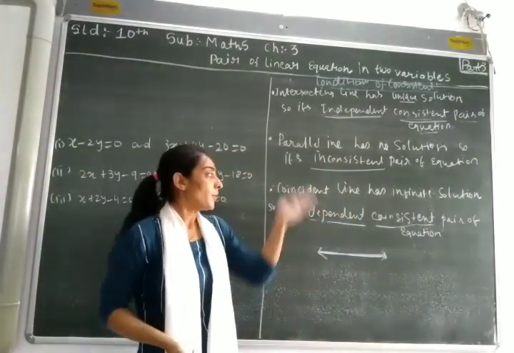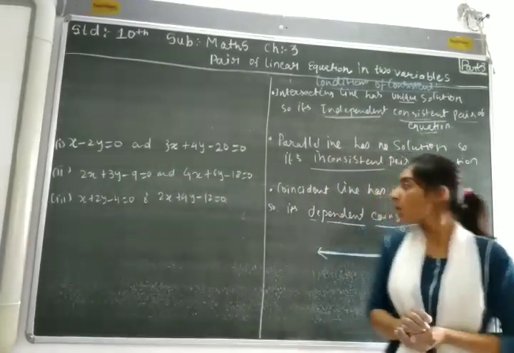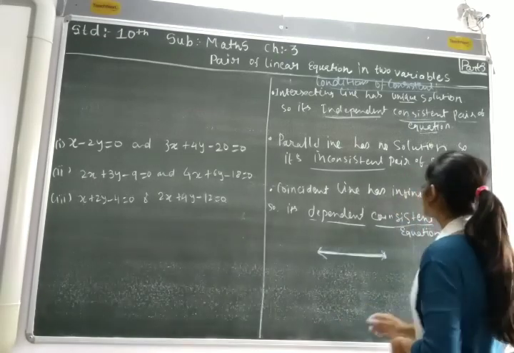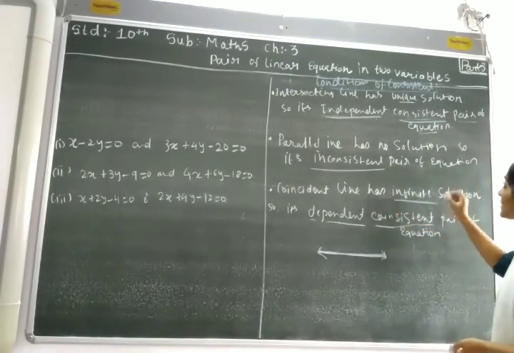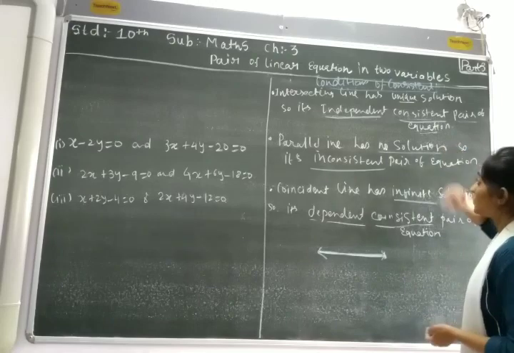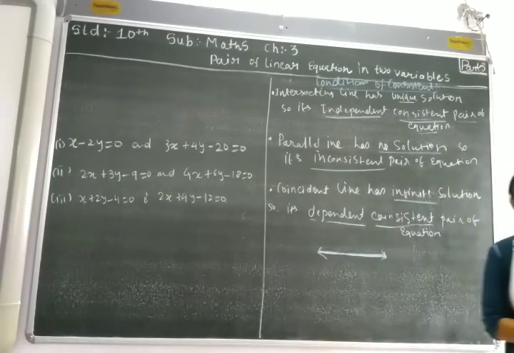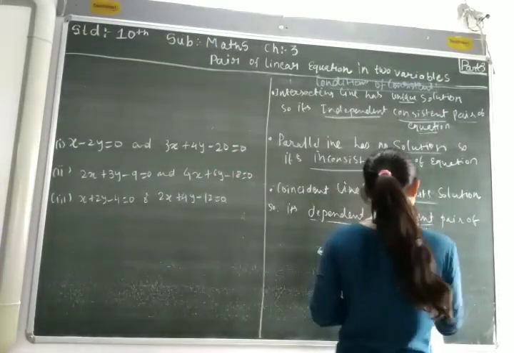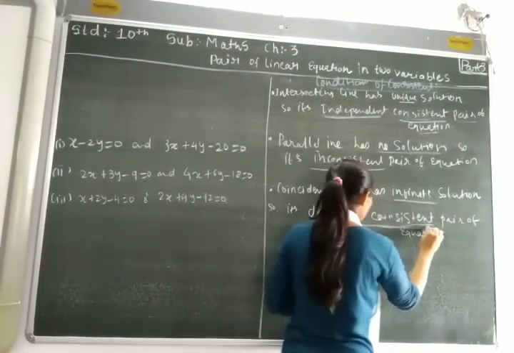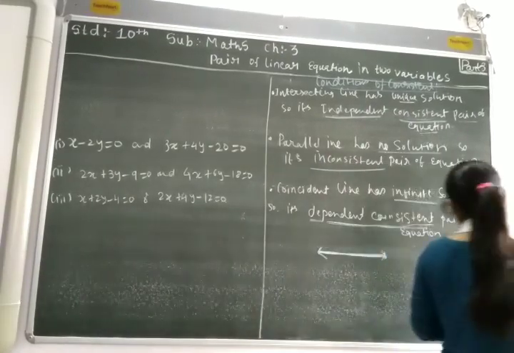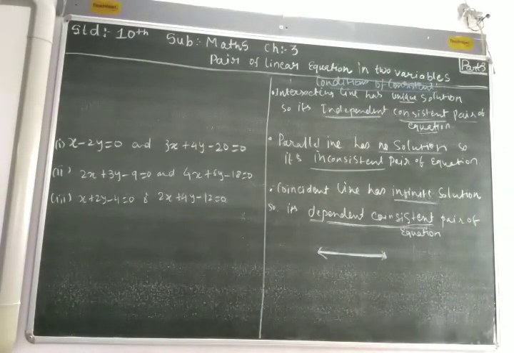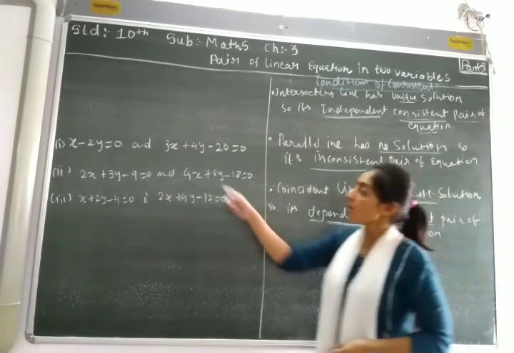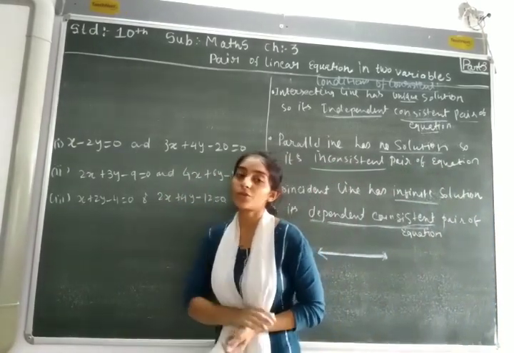Now the third thing, we have a coincident line. Coincident line has how many solutions? Infinite solutions. It means it's a dependent consistent pair of equations. Okay. Now let's just observe all these 3 questions.